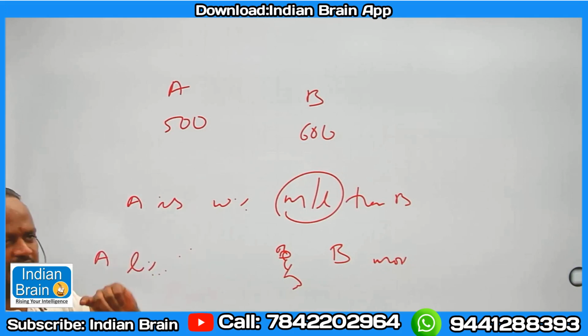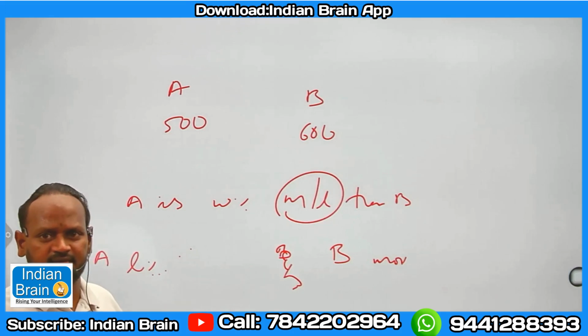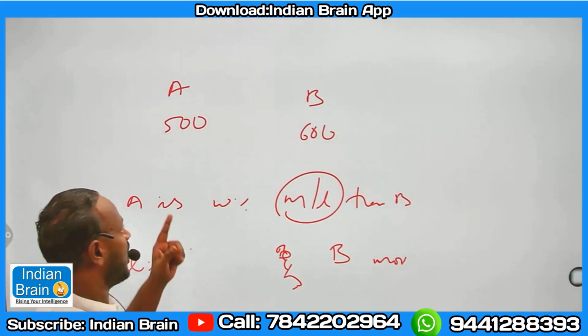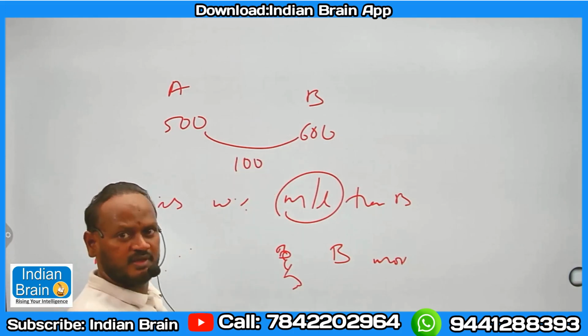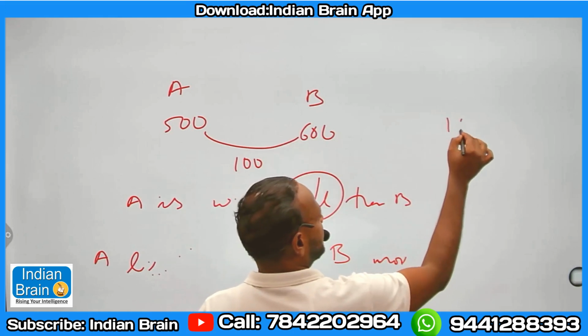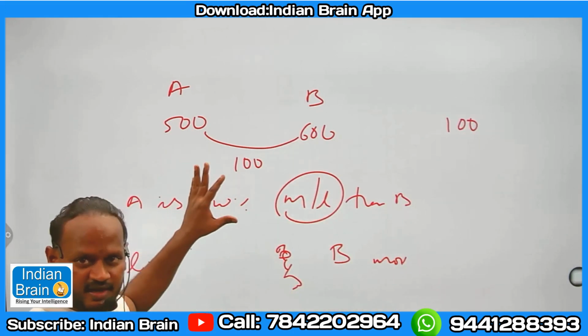According to the numbers, we can decide, right? But if I go for "A is what percent more or less," logically A is less. How much less? Check the difference. So 100 is the difference value, right? This 100 should be compared on what? That's very important. Yes, A is 100 less.